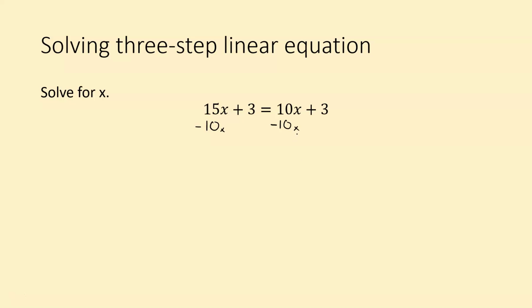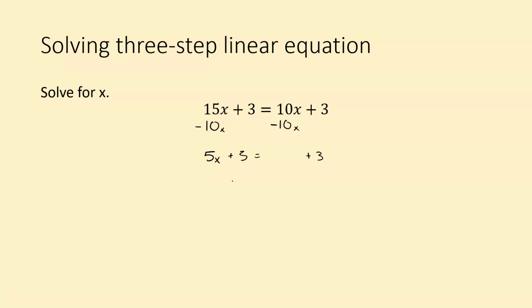So 10x minus 10x gives me 0x. 15x minus 10x gives me positive 5x, plus 3 equals plus 3 still. 0x would go here, but I don't have to write that. Now we can try to get x by itself. So now we just have this 5x plus 3.